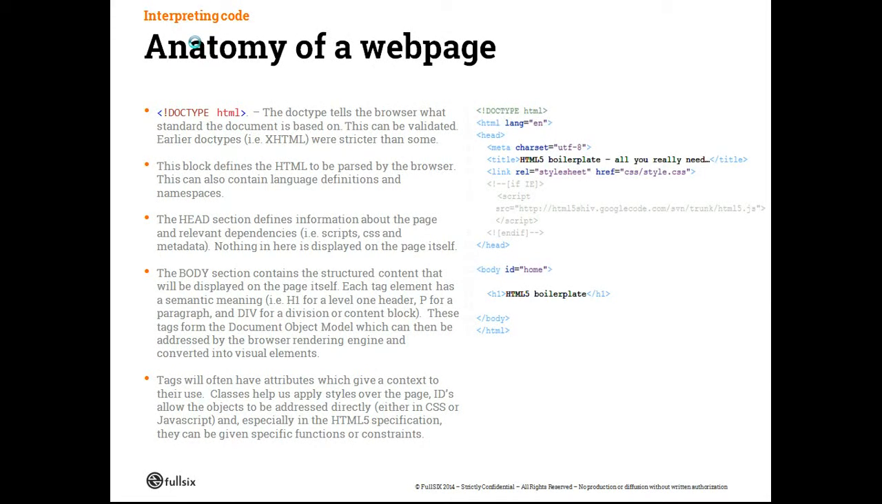It might have the character encoding. So if you're using extended character sets for localization, it might have some of that information in. The body is the meat of it. This is what we're going to display. And each one of these things is semantic.